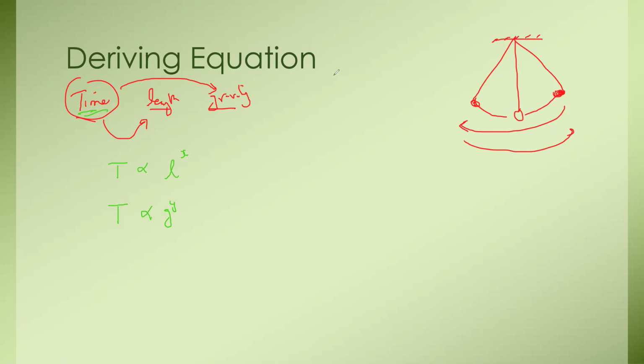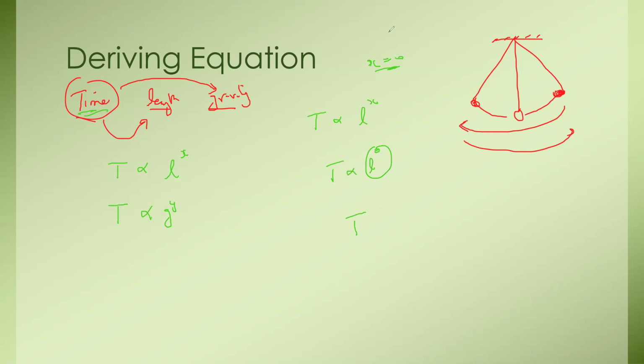Because x can be anything. x can be 1, x can be 0. If there was no relation, for example, time period related to length raised to power x, and x is 0, anything raised to power 0 is 1. So it means the time period and length will not have a relation.